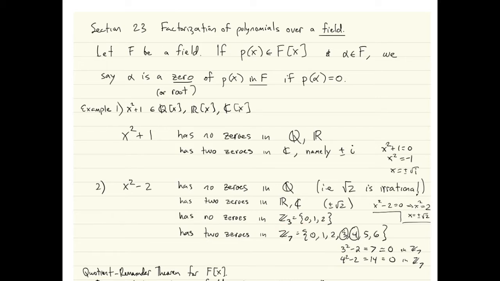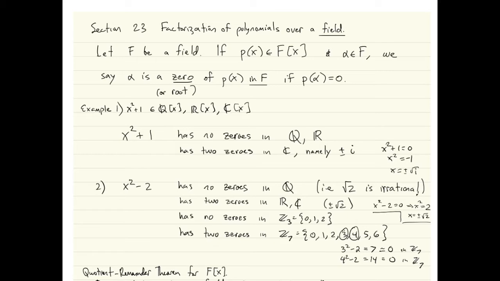0, 1, or 2, and if you plug in x equals 0, you don't get a final answer of 0. If you plug in x equals 1, you get 1 squared minus 2, which is not 0 in mod 3 land, and if you plug in x equals 2, you get 2 squared minus 2, which is 2, which again is non-zero in mod 3 land. So this polynomial has no zeros in or over Z3.